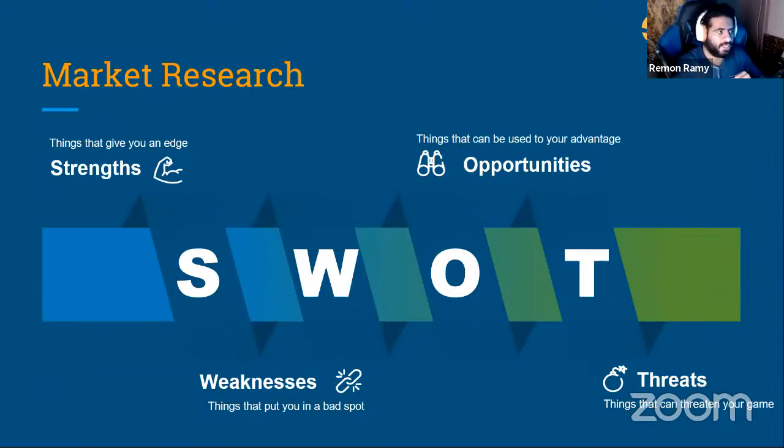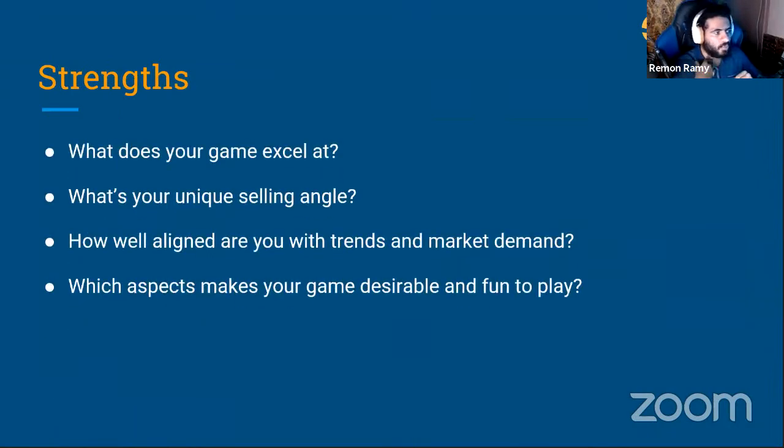Now, with that being said, like I said, the strengths are things like, what does your game excel at? Assassin's Creed, for example, really excels in melee combat and open world.